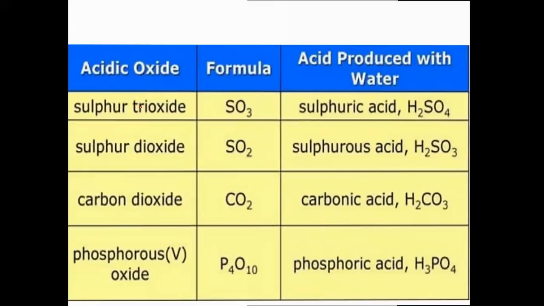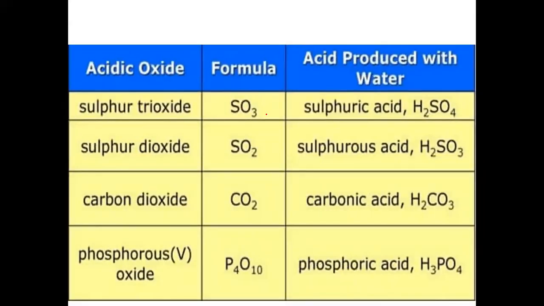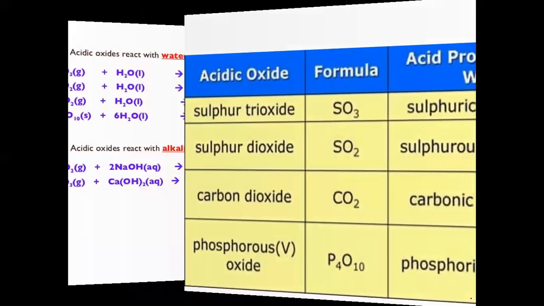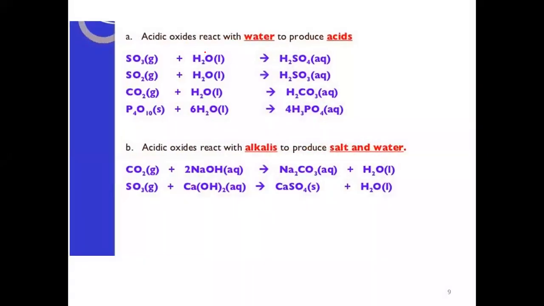Acidic oxides and the acids they produce with water: sulfur trioxide, formula SO3, gives sulfuric acid, H2SO4. Sulfur dioxide, SO2, gives sulfurous acid, H2SO3. Carbon dioxide, CO2, gives carbonic acid, H2CO3. Phosphorus oxide, P4O10, gives phosphoric acid, H3PO4. A. Acid oxides react with water to produce acid.